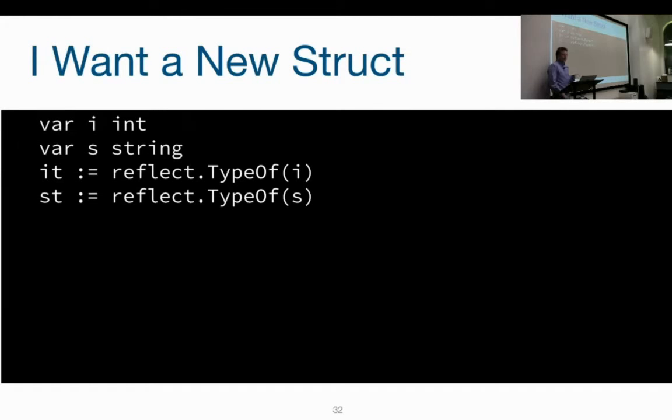So let's see how this works. We're going to create a struct from scratch that has 2 fields, a string field called name and an int field called age. So first we have to get our types for our fields. We define this variable i int, this variable s string, just so we can get the types out of them. So we call reflect.TypeOf, pass it the int, and get something that represents an integer type. Same thing for the string, we pass s, so we get something that represents a string type.